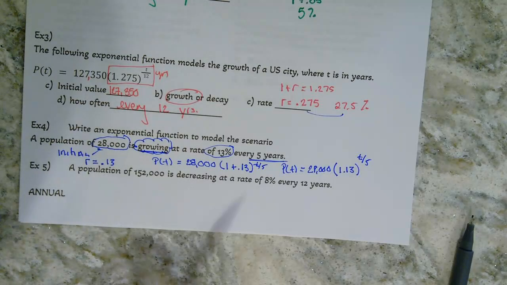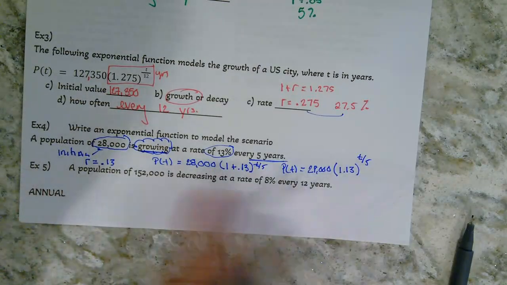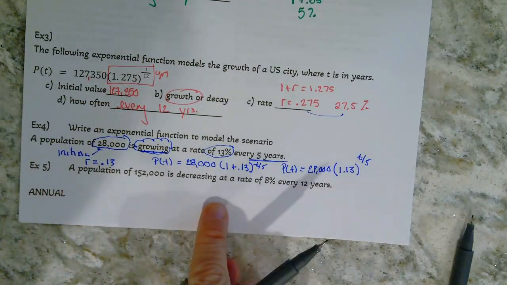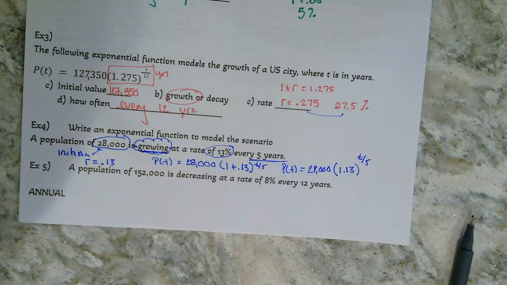All right, let's do the same thing. We're going to do example 5. Read it to yourself. Jot down your pertinent information. Let's pause it and then turn it back on in a few moments. So go ahead and pause.